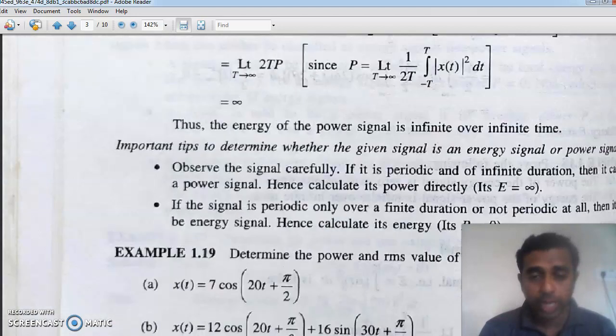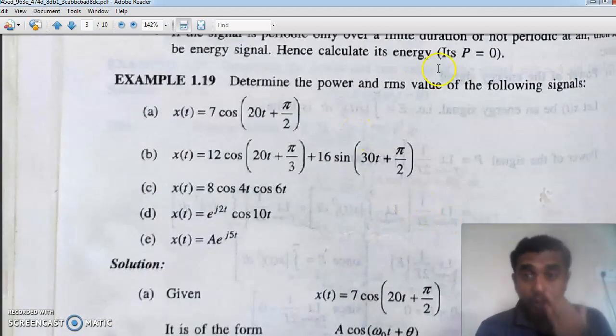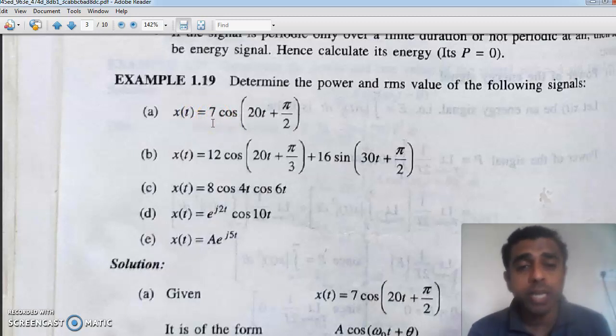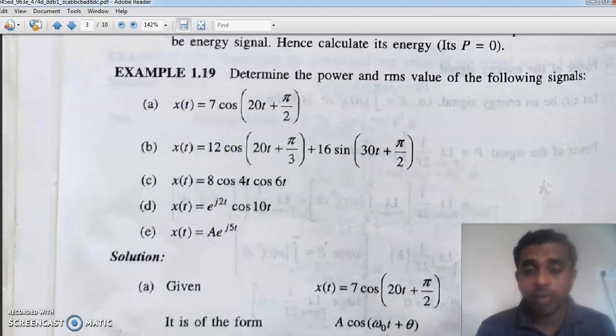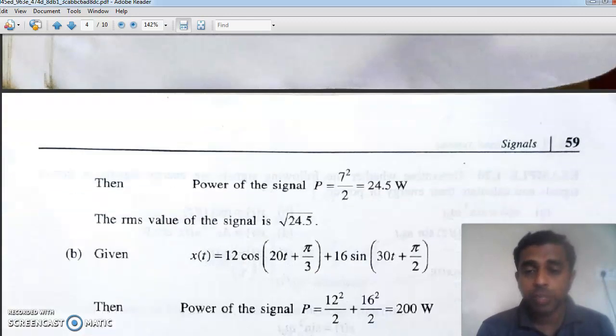Now there are some very important workout examples here. You can just go through that. Determine power and RMS value of the following signals. You have x of t is equal to 7 cos(20t plus pi by 2). Simply write from this one, that A square by 2 is the average power, and A by root 2 is the RMS value. So what is the average power? A square by 2, that is 7 square by 2, that is 24.5 watts. What is the RMS value? It is nothing but root of 24.5.